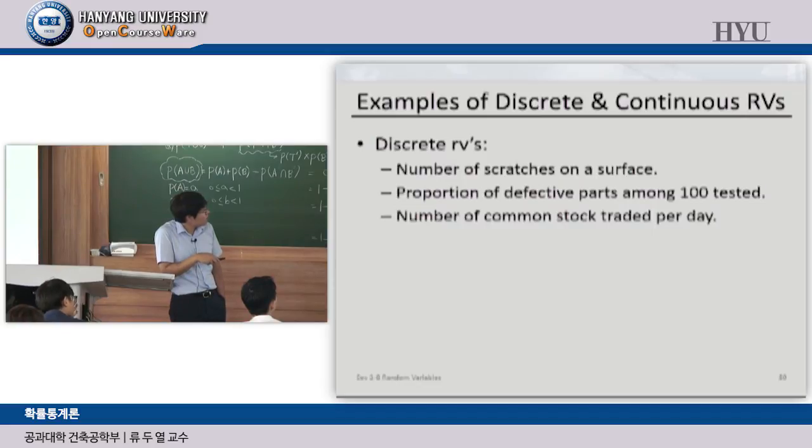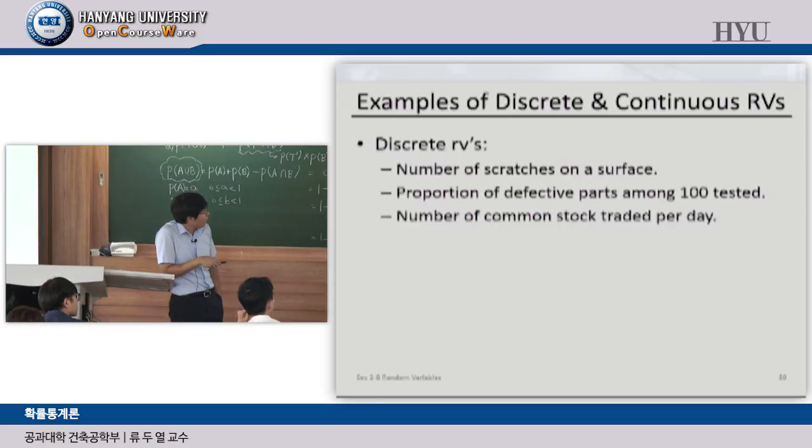And there is also a proportion of defective parts among 100 tested. In this case, we can count the number of defective parts among 100 parts, right? So we can have the proportion of the countable defective parts among 100 tested. So this is a type of discrete random variable also.